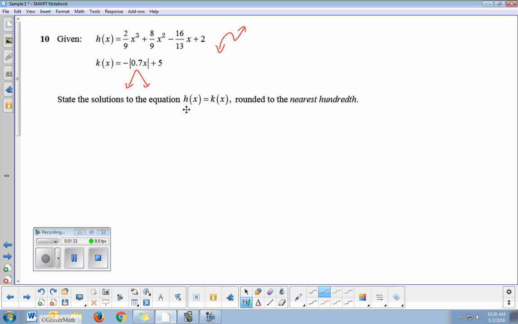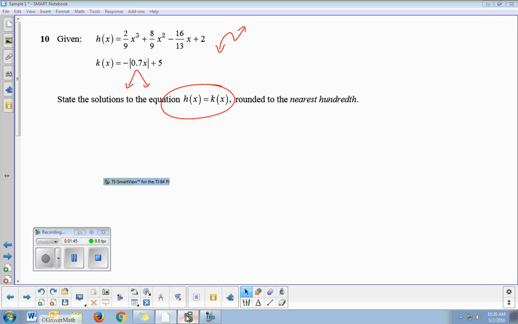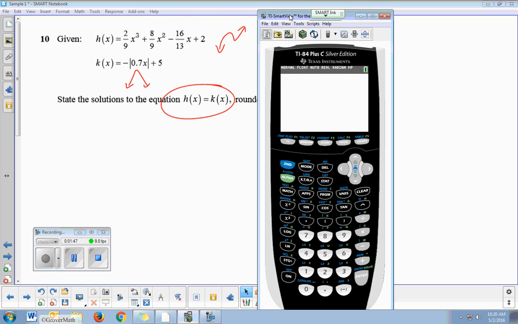And when they say state the solution to h of x equals k of x, basically we want to know where these things cross. What are their answers? Where do they intersect? So let's get our calculator out and type these things in and see what we get.